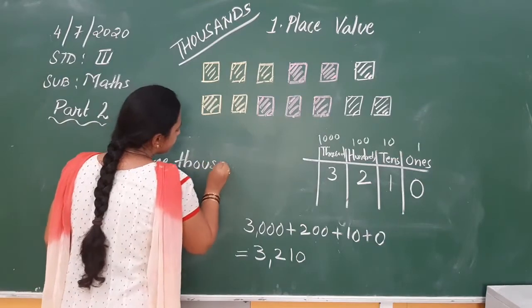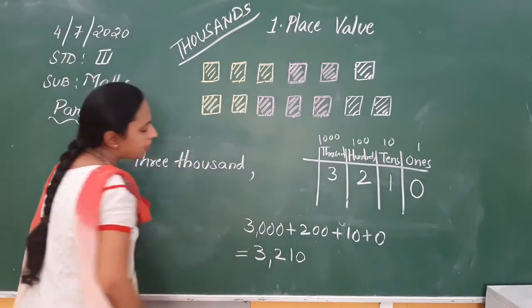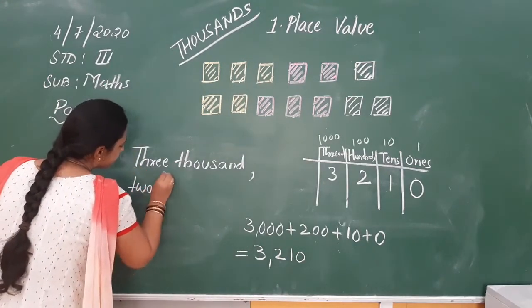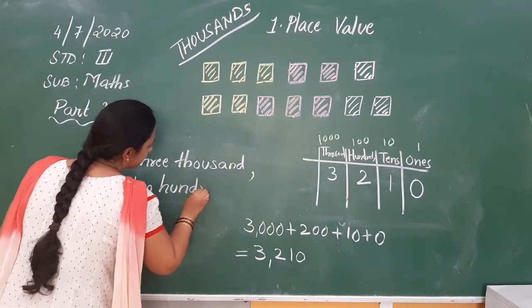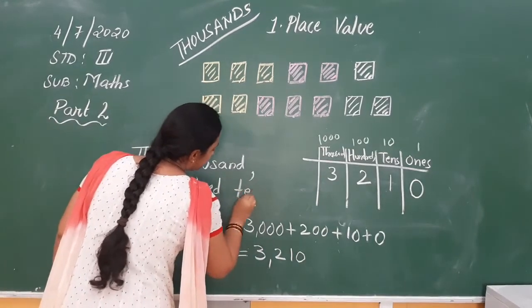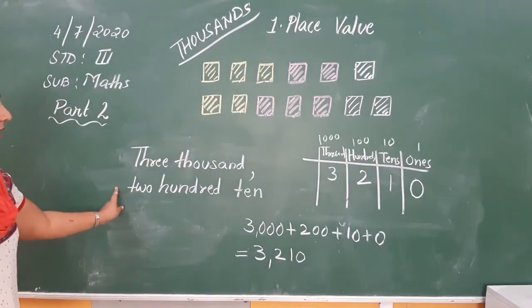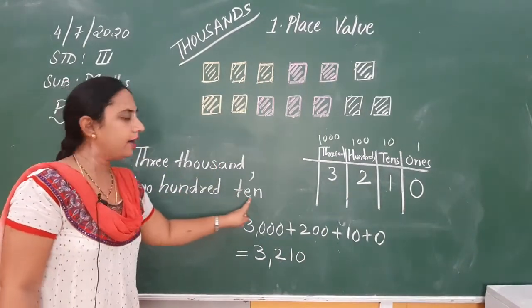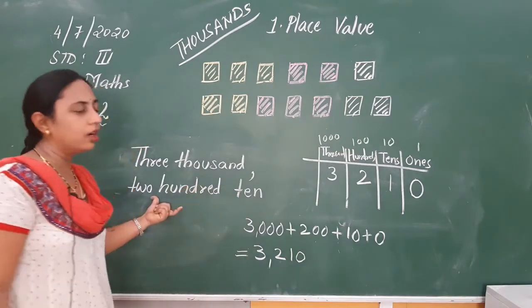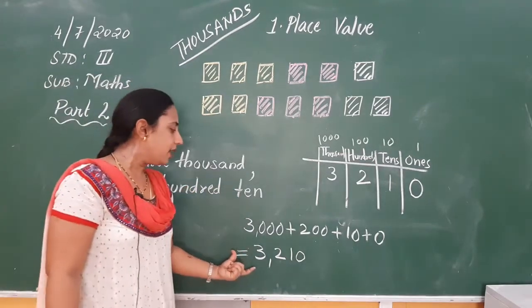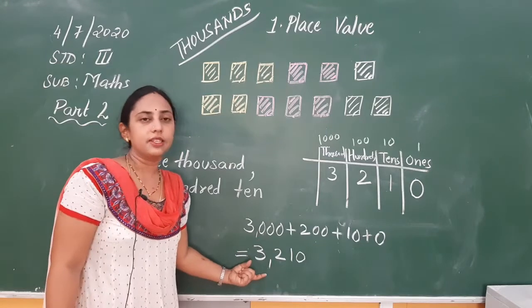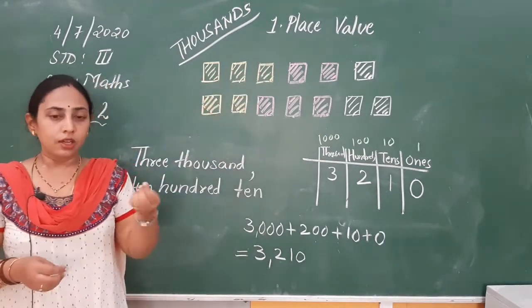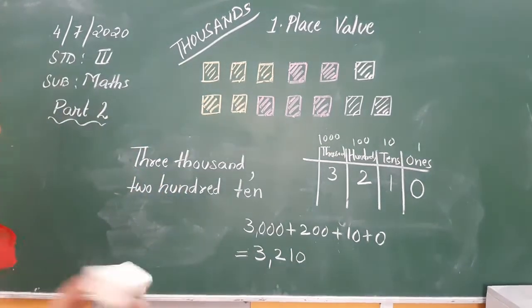3000, now we will put a comma, 200, 10. So we will write 3210. This is called in words. This is the expanded form and this is the numeral form of this block, the first one. Now let us see the second one.